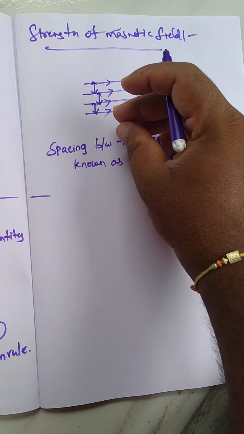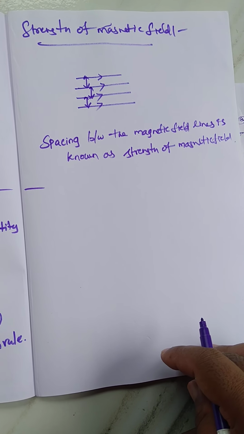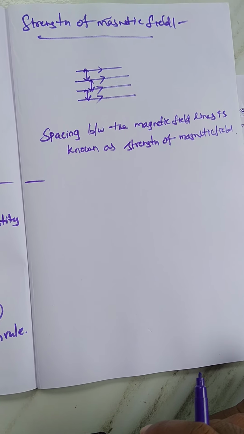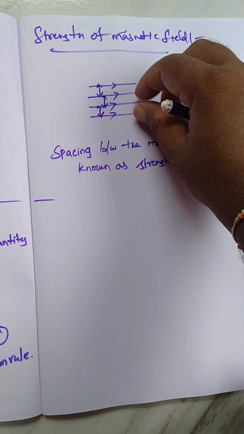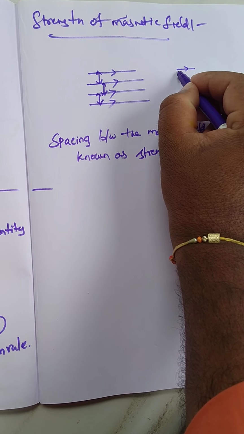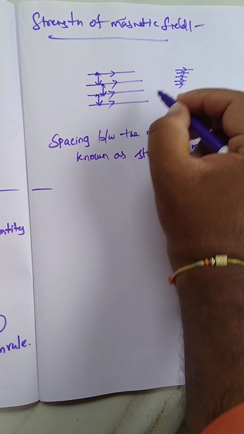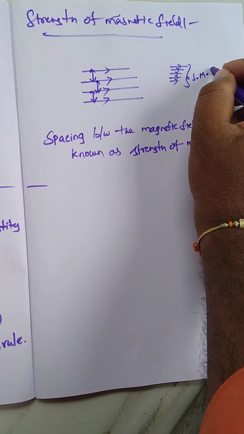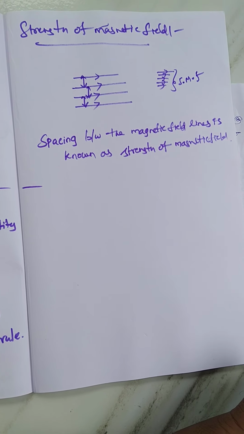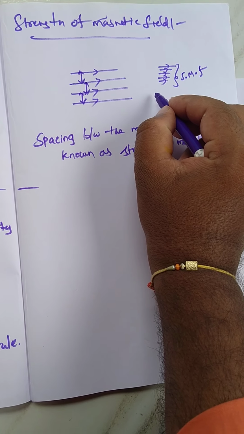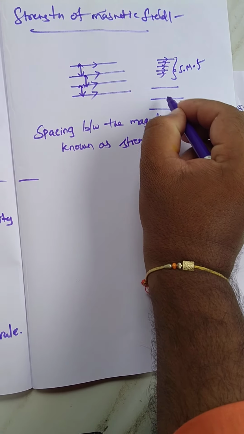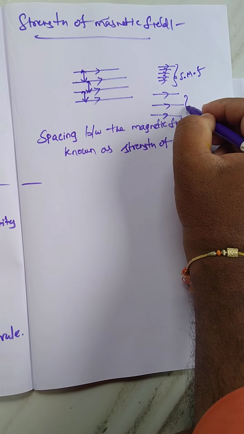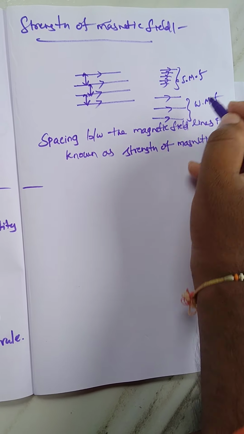First I want to discuss strong and weak magnetic fields. If the spacing between the lines is large, then it is a weak magnetic field. If the lines are crowded, like this, we say it is a strong magnetic field, SMF. Compared to that, if the lines are not crowded and keep some distance, it is a weak magnetic field, WMF.